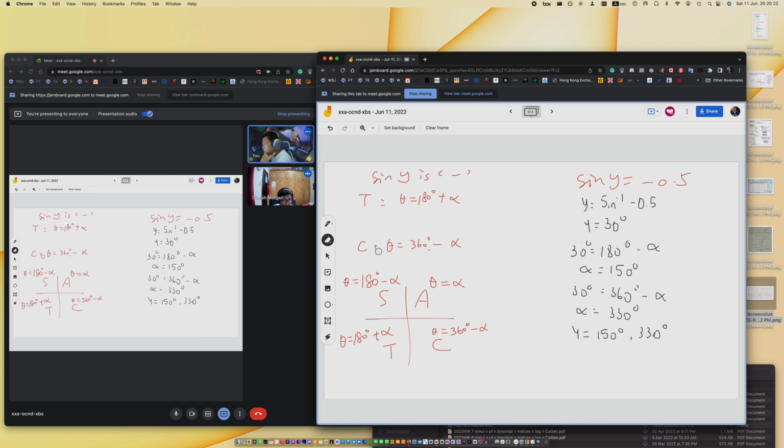Because it's negative. Oh no, hold on. I'm doing sine, right? Yes, I'm doing sine, so it's T and C. Never mind. So you realize that you used the wrong quadrant. That's one thing you cannot do wrongly, because if you use the wrong quadrant, then your answer is wrong.